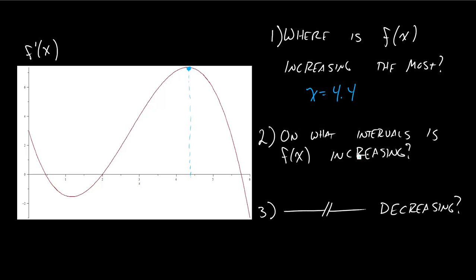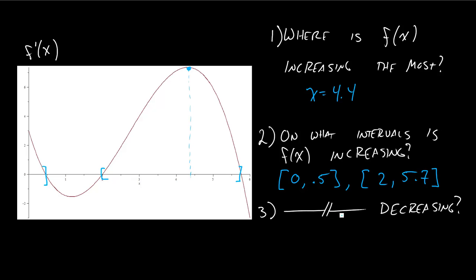Now, on what intervals is f of x increasing? So what are we looking for from our function for f prime of x? Well, when f of x is increasing, f prime of x is positive. So we're looking for everywhere that f prime of x is positive. So where does that occur? One place it occurs is in between 2 and probably like 5.7 out there. Another place it occurs is earlier on, about from 0 to 0.5. So there are two intervals where f is increasing: 0 to 0.5, and 2 to 5.7.